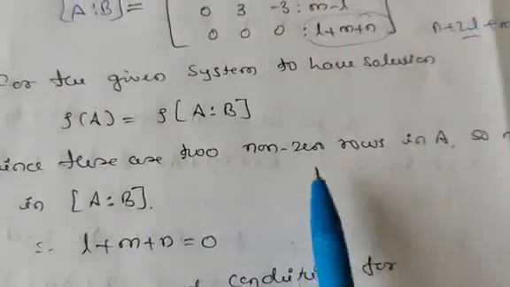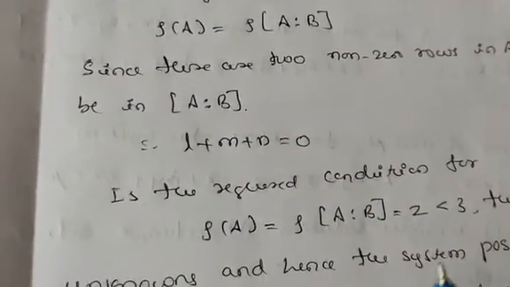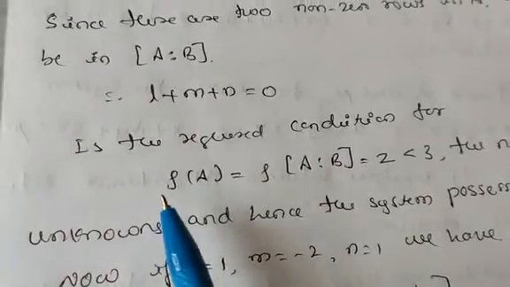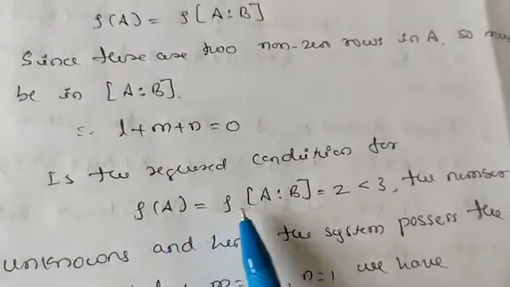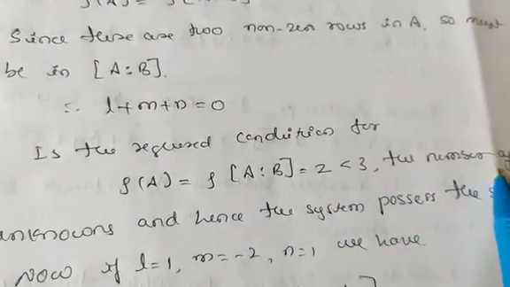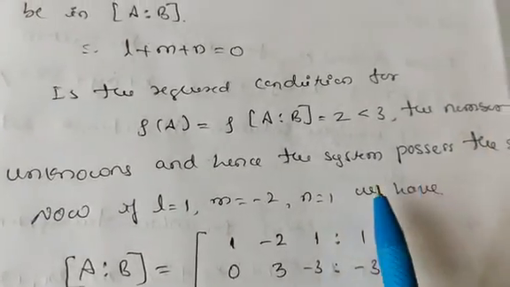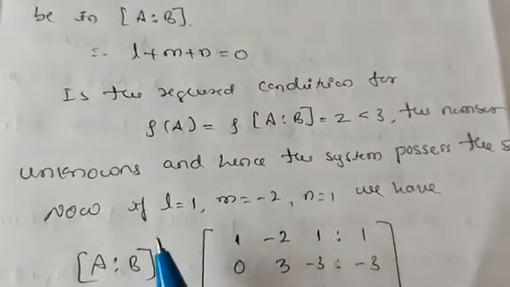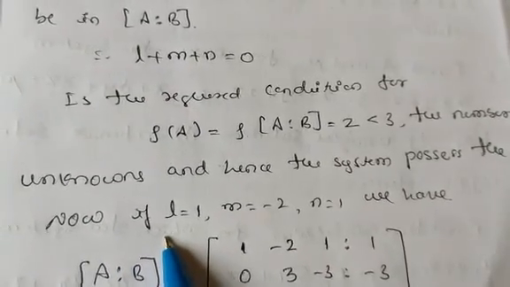So this is possible only when L plus M plus N is equal to 0. So we got the first part here. Now it is the required condition. So for rank of A equals rank of AB equals 2, which is less than 3, that is the number of unknowns. If it is less than the number of unknowns, then it has how many solutions? Infinitely many solutions.